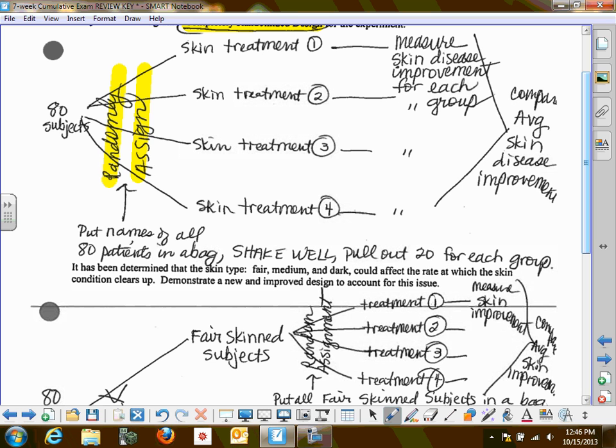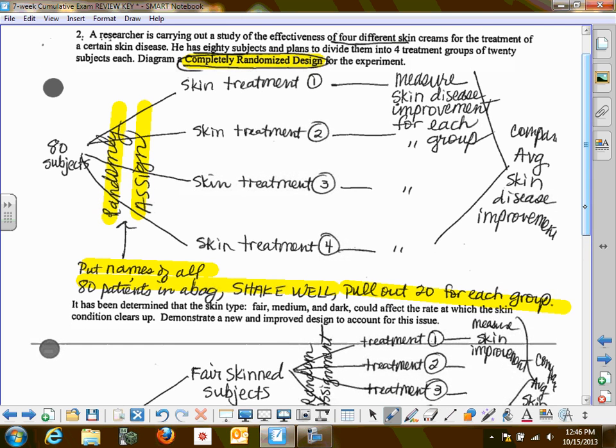So I put all the names of the 80 patients in a bag, and yes, shake well, but hey, do not leave those 80 names in the bag. Don't stop right there. Say, pull out 20 names for each group. All right, so I would have given you credit. Here's how I would have divided up credit. Of course, doing these treatment groups, that would have been credit I was looking for.